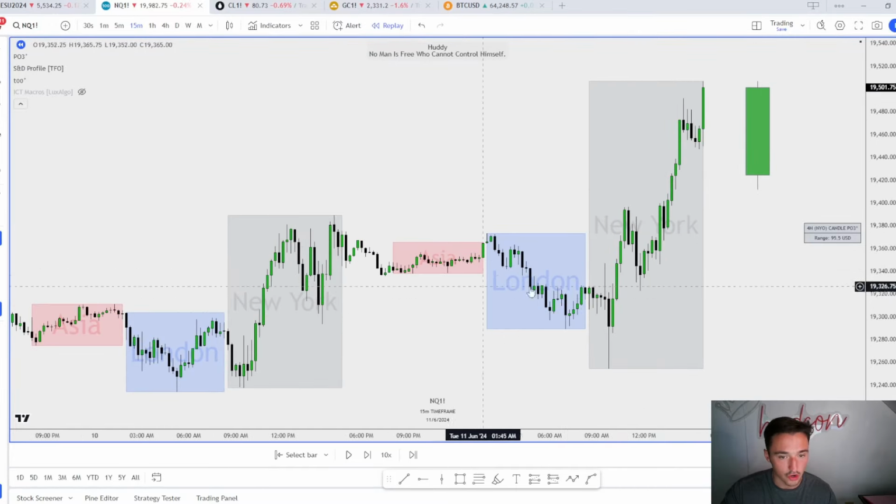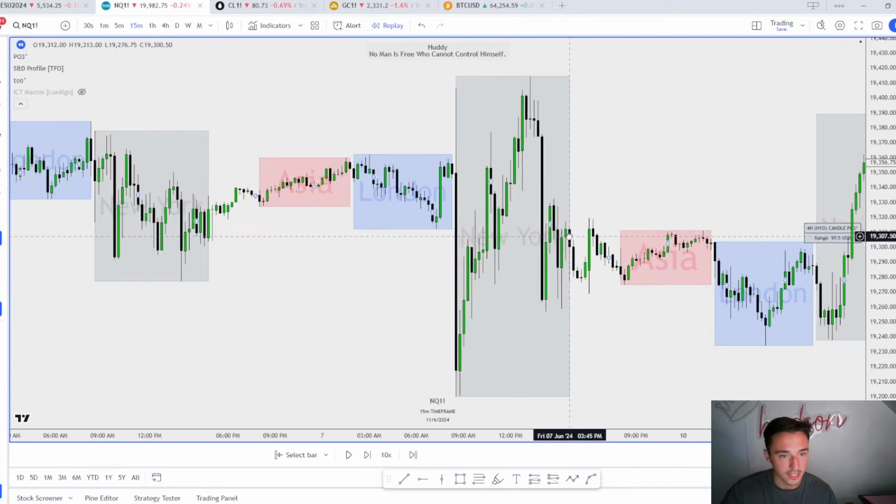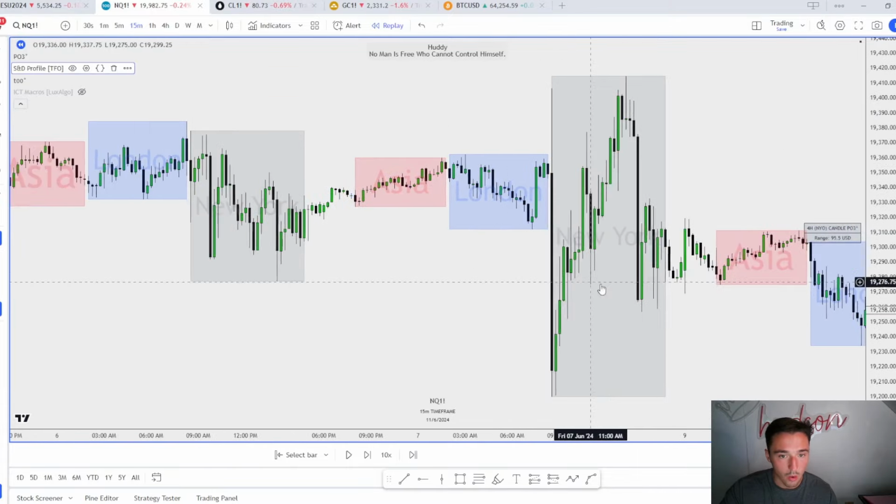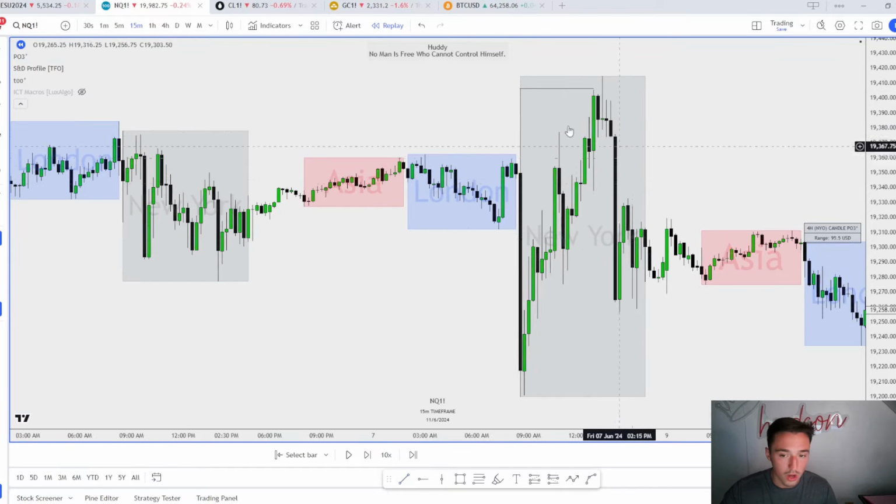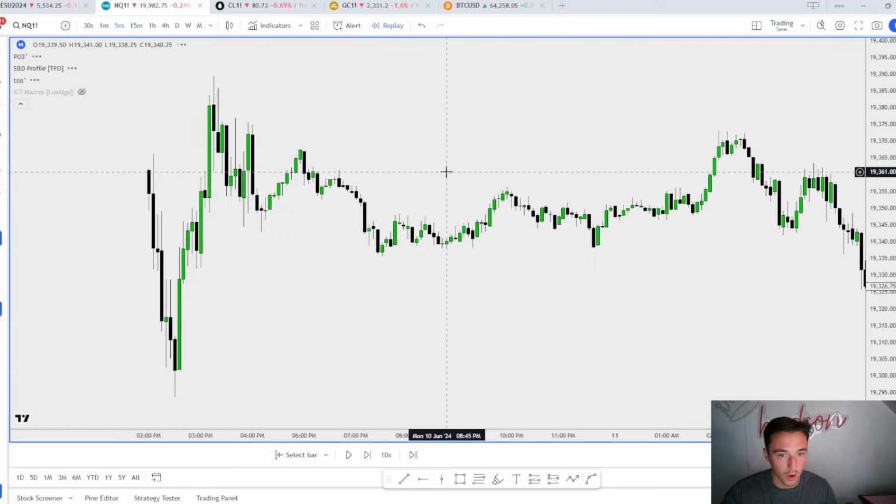So right there, great example. Another example we see right here. What do we see here? We see London takes the high of Asia, takes the low of Asia, and then New York opens up at 8:30. This is obviously news. We slam to the downside after taking London high. But whenever this happens, we can anticipate the news wick being the draw. So as you see, we have the news wick all the way up here.